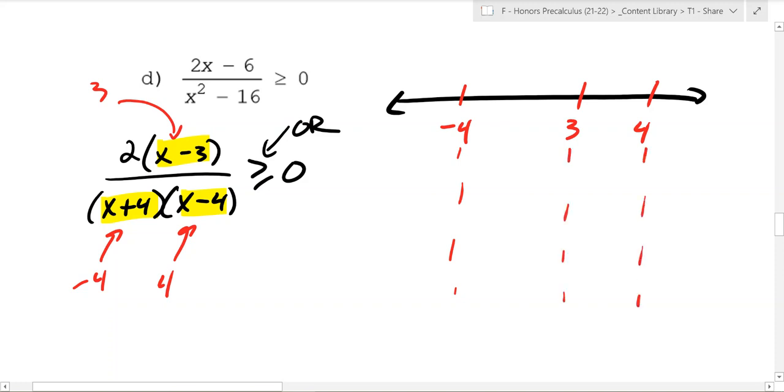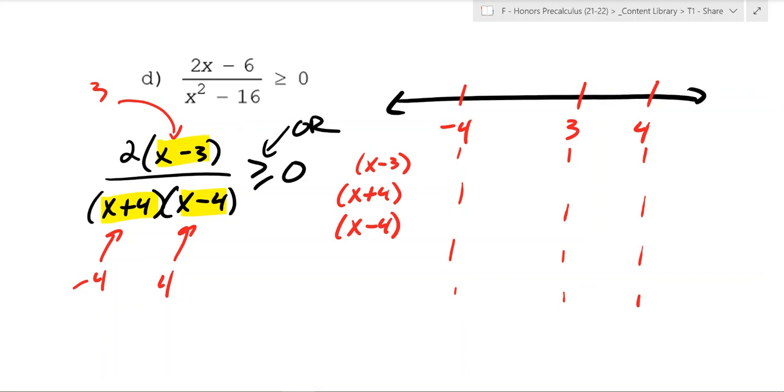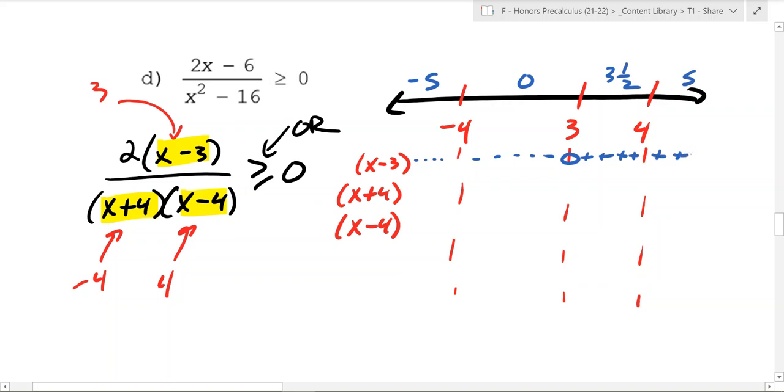So now you do the same thing. You look at x minus 3, x plus 4, and x minus 4, because dividing by a positive or negative has the same effect on sign as multiplication. So let's do, I don't know, negative 5, 0, and this one's tricky, it'd be like 3.5 here, and then 5, because you have to go between 3 and 4 right there. So what happens here? Plug in negative 5, it's going to be negative here, and then it'll be negative, and then it'll be 0 right here, and then it'll be positive, and then it'll be positive.